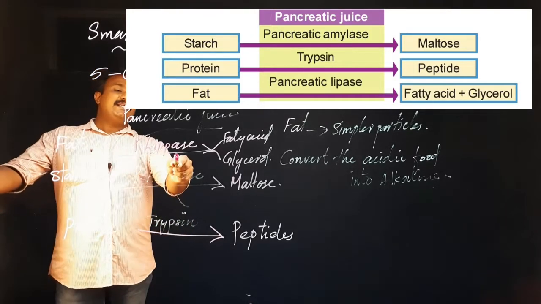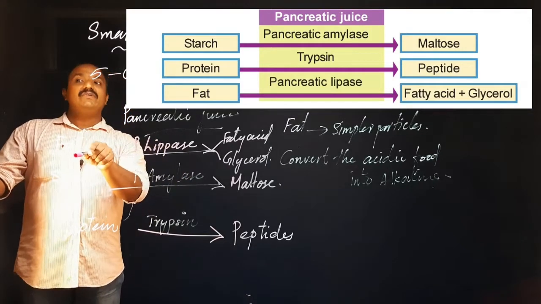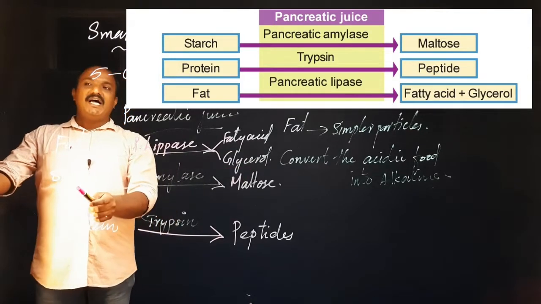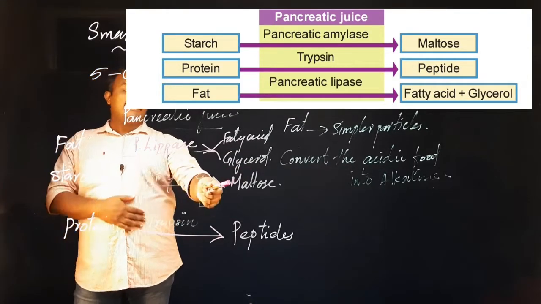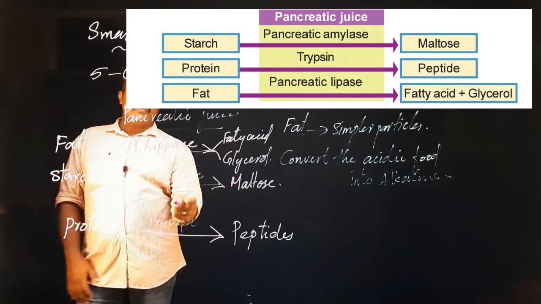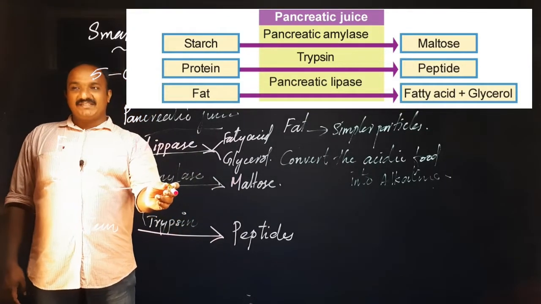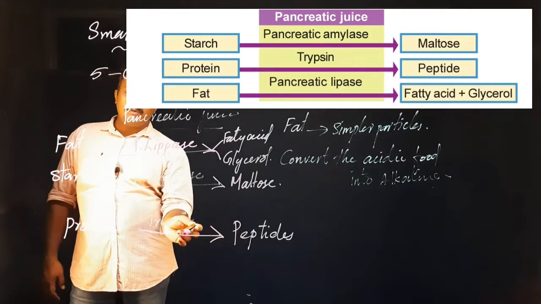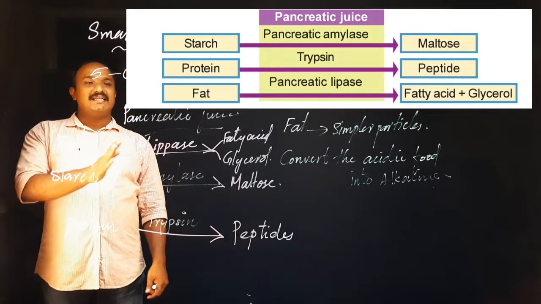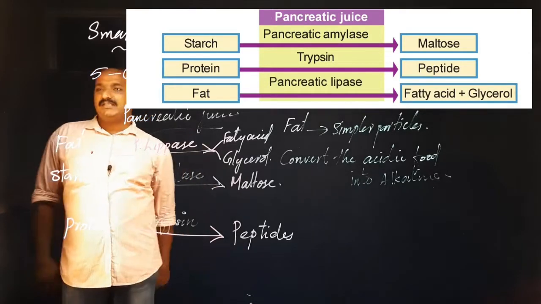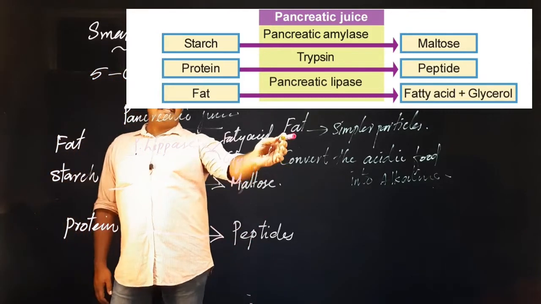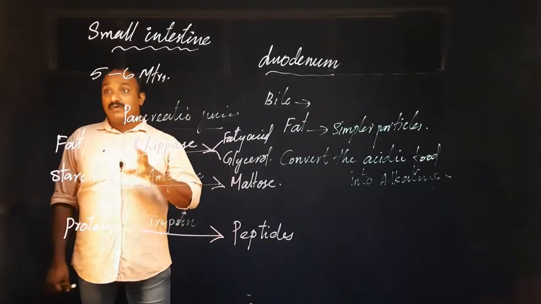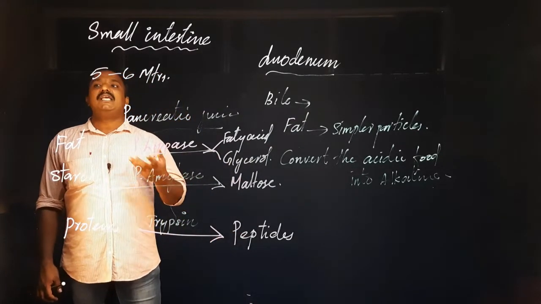Pancreatic lipase converts fat into fatty acid and glycerol. Then starch is converted into maltose with the help of which enzyme? Pancreatic amylase. Then protein is converted into peptides with the help of trypsin. These are the enzymes and these are the changes. Here fat is converted into simpler particles with the help of bile, and that bile converts the food materials into alkaline nature.